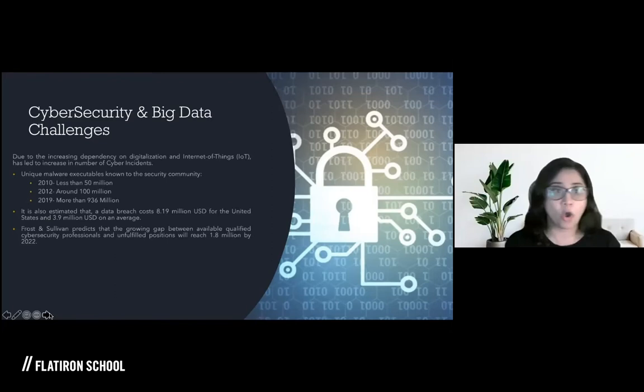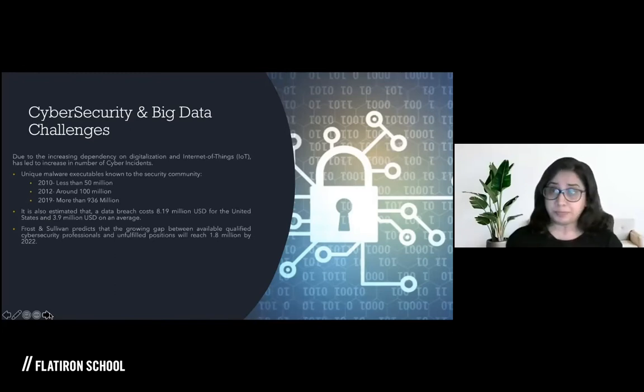And to be honest, we have some numbers right now in the slides, if you can see. So first of all, as I said, the number of attacks has increased due to digitization and the Internet of Things. Second, I have a number to show. The number is about malware executables known to the security community. In 2010, there were less than 50 million malware executables known. In 2012, they were around 100 million. And by 2019, they had increased to more than 936 million. That's the number which has increased.